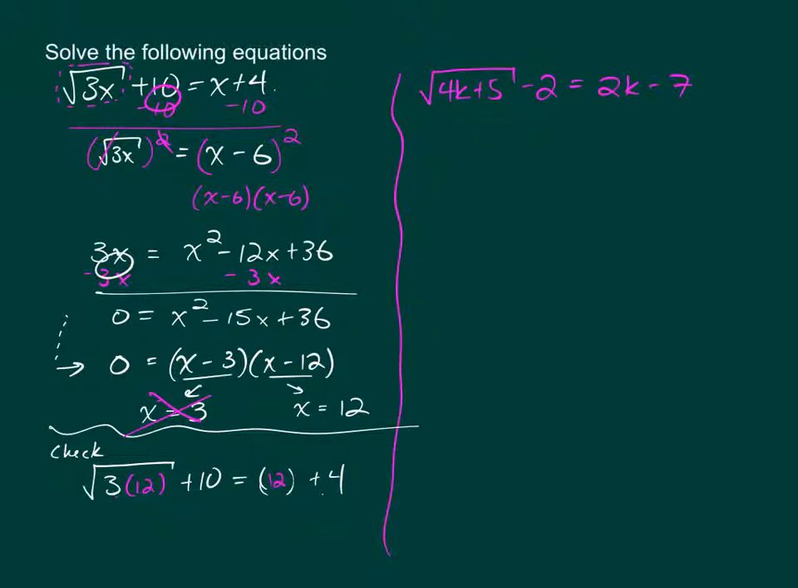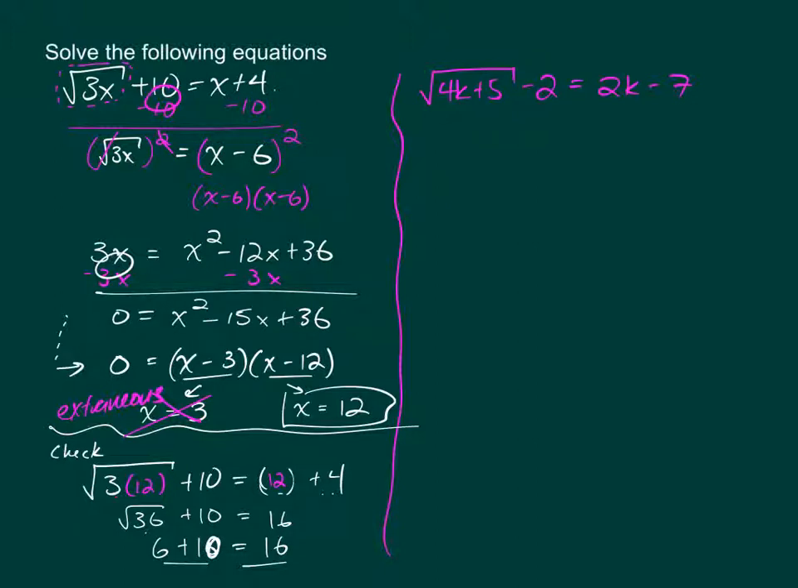Let's see here. So 3 times 12 is 36, so this becomes the square root of 36 plus 10 equals 12 plus 4 is 16. The square root of 36 is 6, plus 10 equals 16. Hey, 6 plus 10 does equal 16. So that means 12 is a good answer. When an answer doesn't work, we call it extraneous. So x equals 3 here is an extraneous solution, or an extraneous answer.